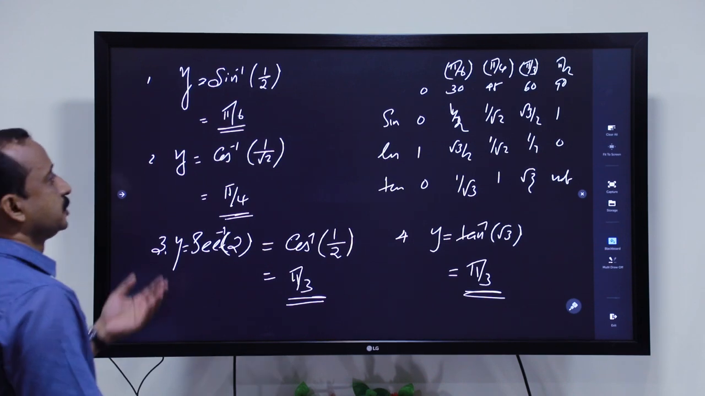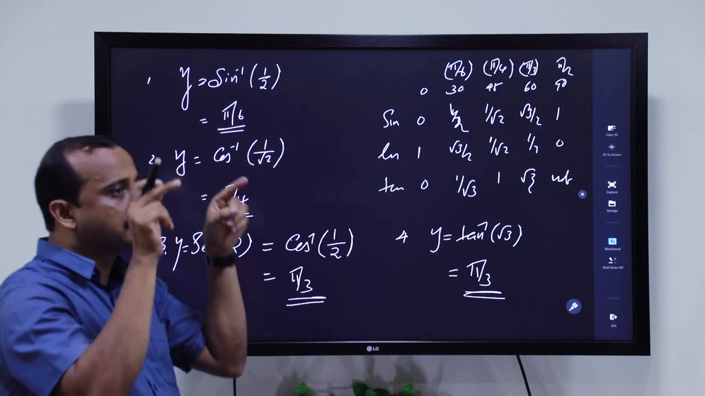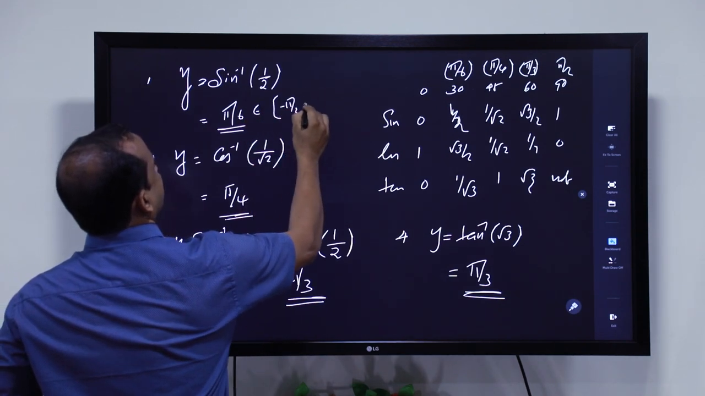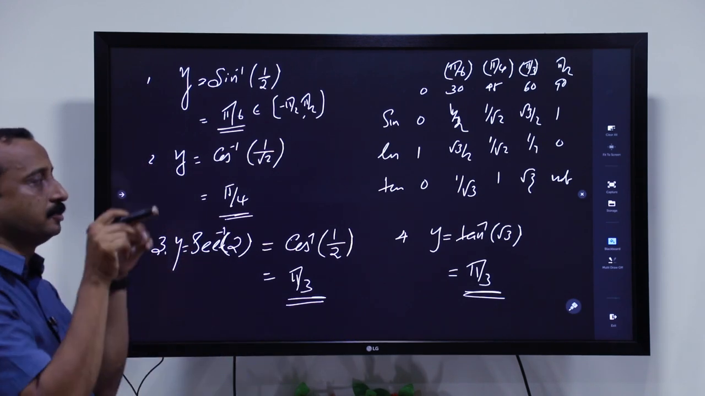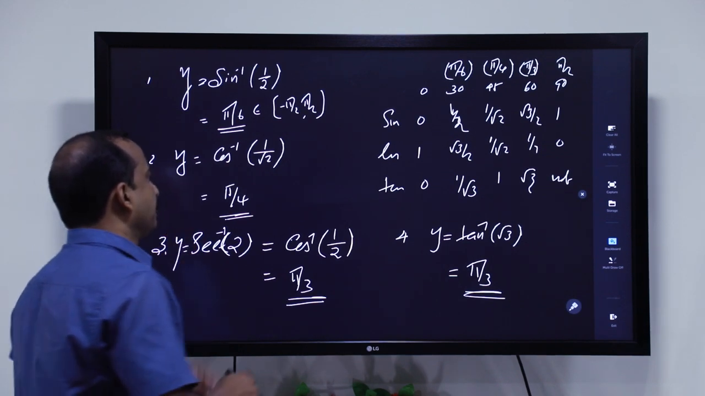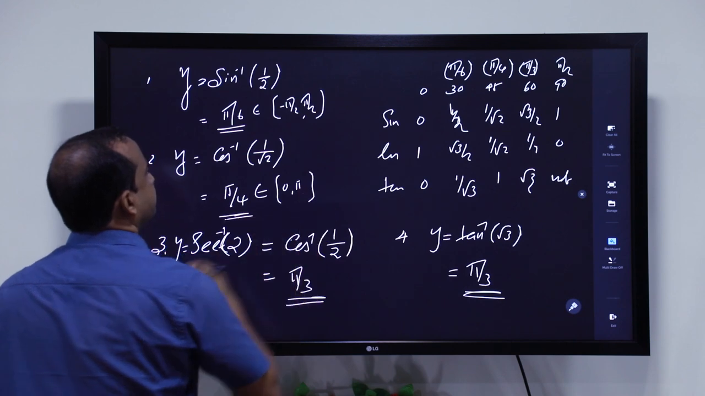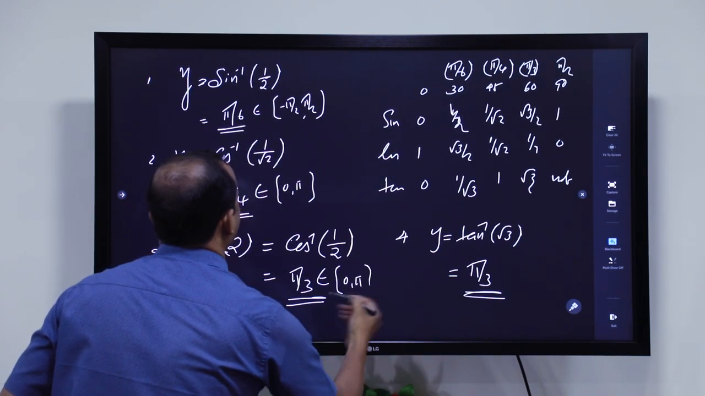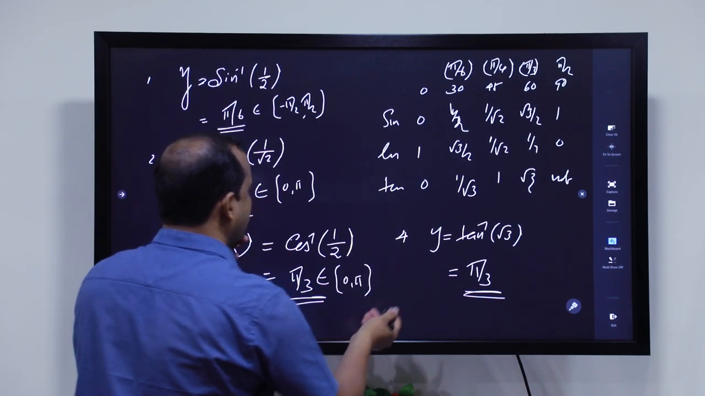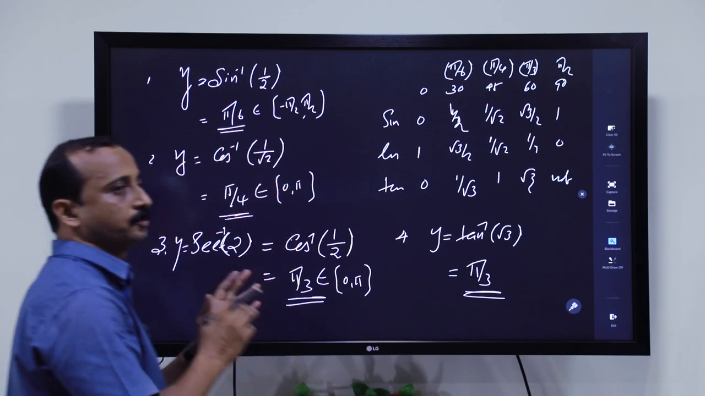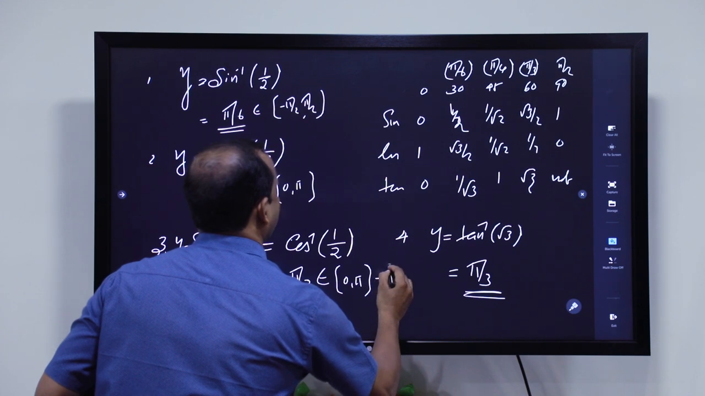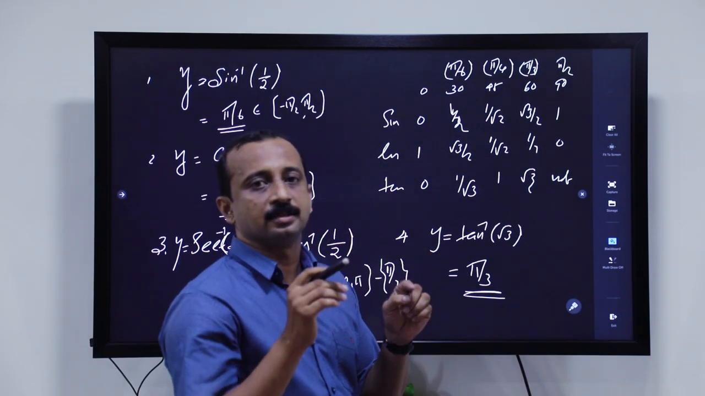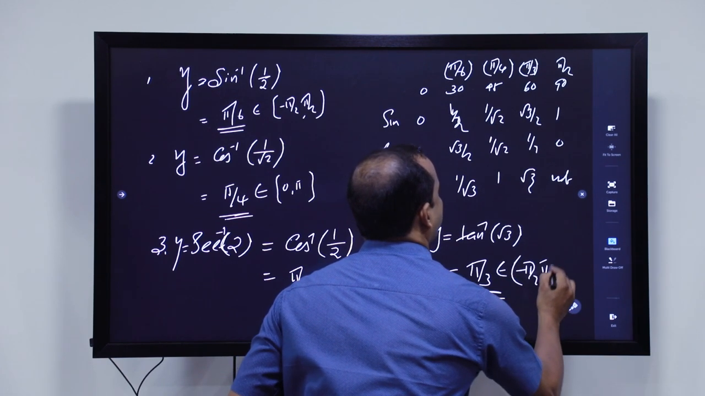Clearly, you find the values lie within the principal value ranges. Sine inverse 1/2 gives pi by 6, which is an element of minus pi by 2 to plus pi by 2. The principal value range is minus 90 to plus 90 degrees, and pi by 6 lies between them. Then pi by 4 is an element of 0 to pi, the cos range. Then pi by 3 for sec inverse 2, that means cos inverse 1/2, is in the range 0 to pi, since sec inverse x has principal value 0 to pi excluding pi by 2. Then tan inverse √3: the tan value is in the open interval, an element of minus pi by 2 to plus pi by 2.